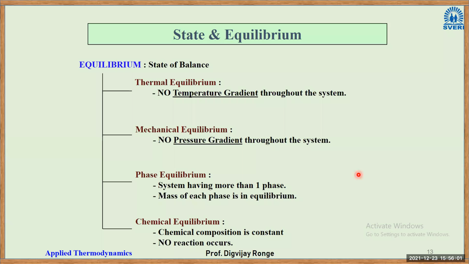And last is chemical equilibrium. Chemical composition is constant, no reaction occurs. So all the reactants have done the reactions, right? They are converted into products. In that case, they are under chemical equilibrium. So no further reaction is taking place. So whenever all these are in equilibrium combined, we can say the system is under thermodynamic equilibrium. Okay, understood up to this point, equilibrium point.